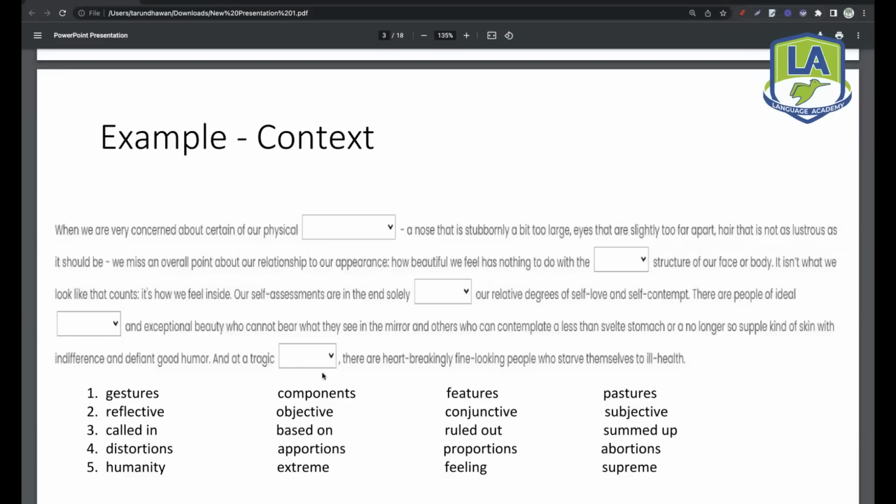So it's not about beauty. So the answer will be proportions. And the last one: "At a tragic dash, there are heartbreakingly fine-looking people who starve themselves to ill health."